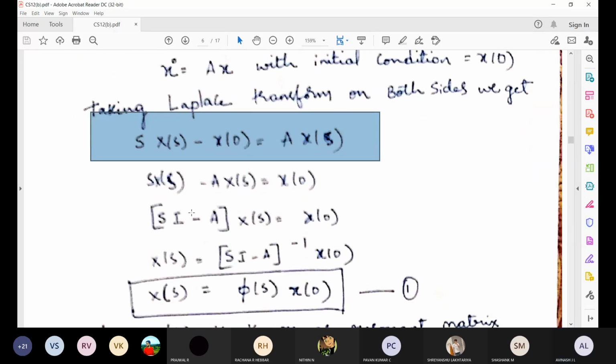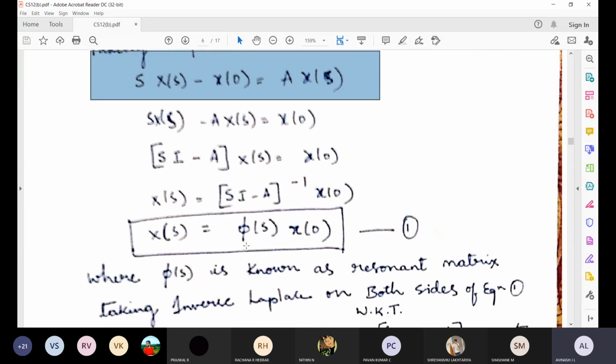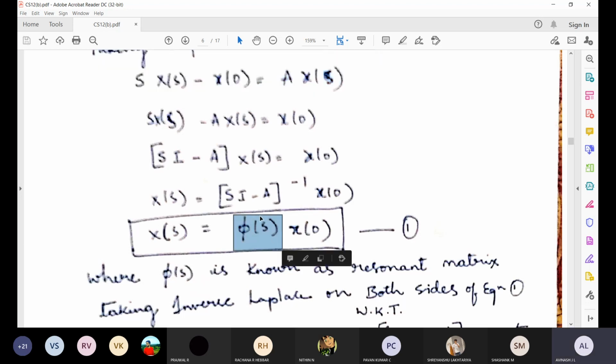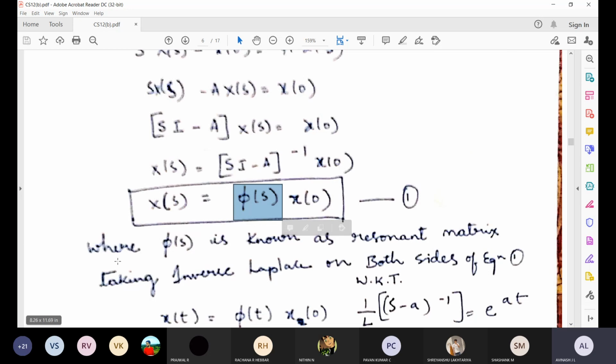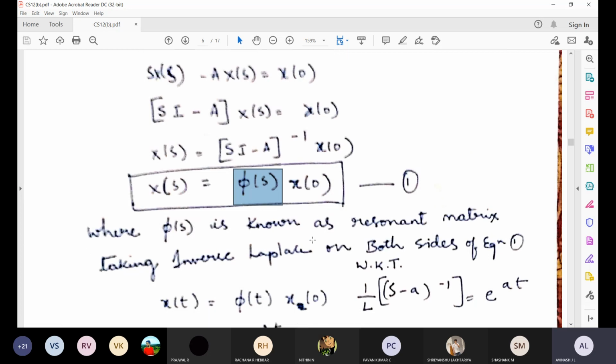When you take X of s common, since it is a matrix, we get s into I minus A equal to x of 0. So X of s will be equal to (sI minus A) inverse into x of 0, because we are shifting the LHS term to the RHS, and in a matrix it becomes an inverse. Here (sI minus A) inverse we consider as phi of s. This is equation number 1, where phi of s is known as the resolvent matrix. Okay.